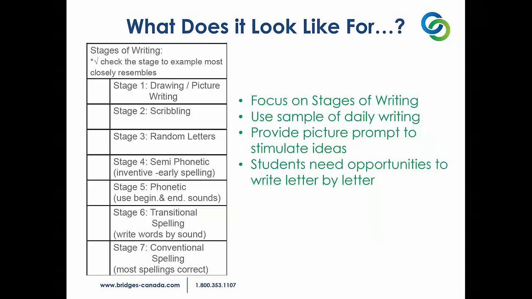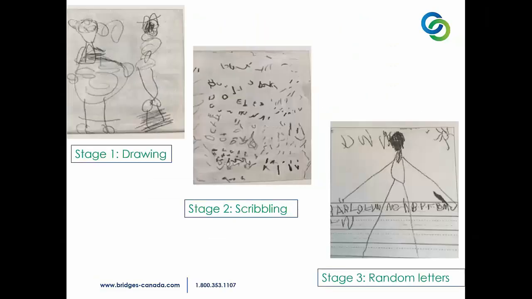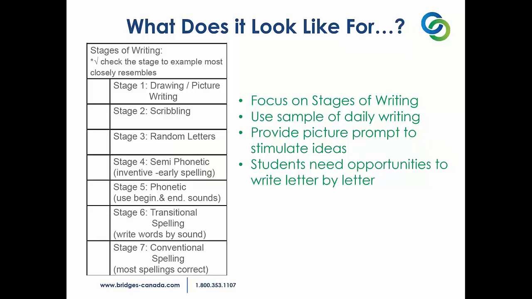Students need opportunities to write letter by letter every day, so that we can start tracking their progress as writers. This developmental writing scale will help you do that. In our developmental writing scale, there are 7 stages. Stage 1 is a student who is at the drawing or picture writing stage.